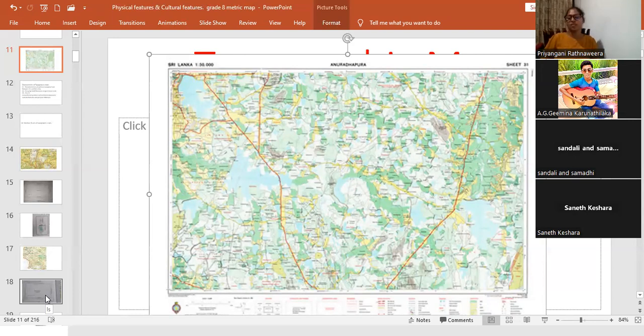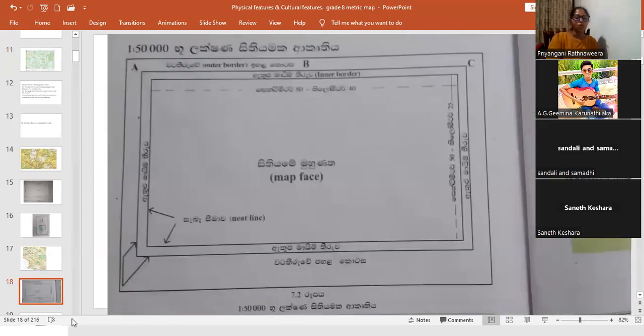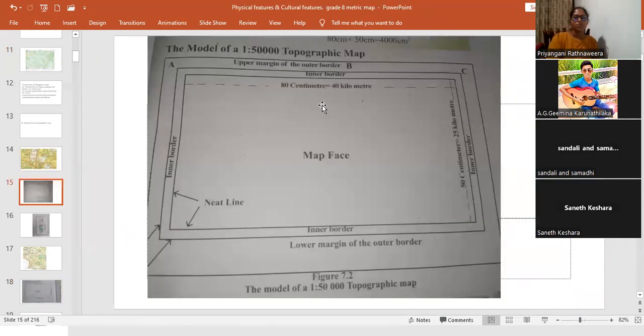No, not addition. Peripheral information is information outside the map face. Here is the map face. This area is called the map face. Can you see this one? Peripheral information: you can see another 2 borders here. These are called peripheral information. We discussed them in grade 10.